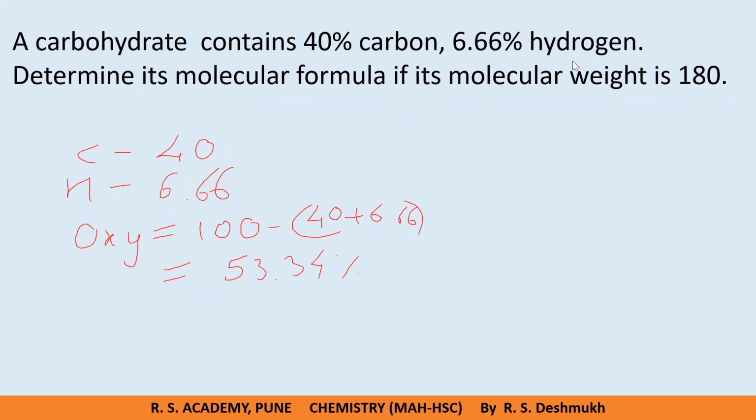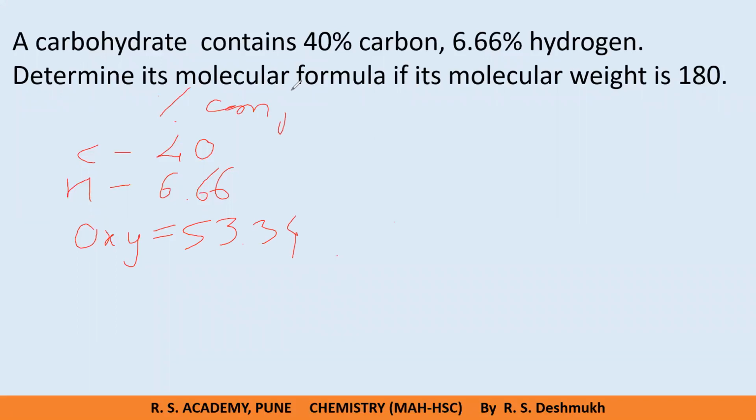So after finding out the percentages, I can rewrite this as carbon, hydrogen and oxygen. I will just change it, and oxygen here can be written as 53.34. But this is nothing but the percentage composition of carbon, hydrogen and oxygen in this compound. Hereafter, just listen, the second step: find out the atomic ratio.